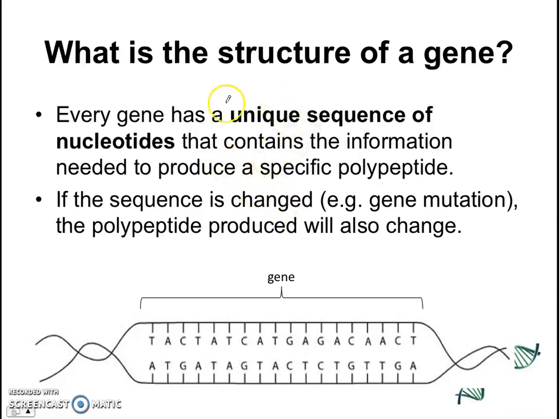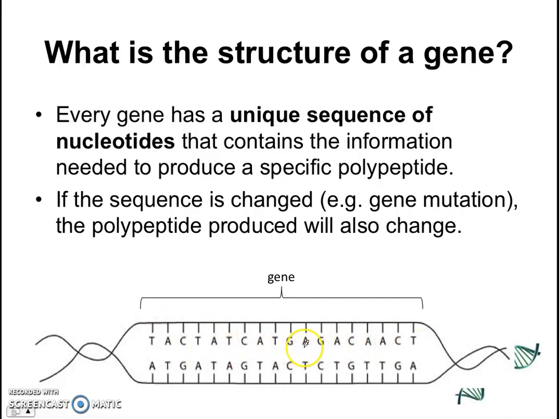Now, every gene has a unique sequence. And this unique sequence carries that message. It contains the information needed to produce a specific polypeptide. It's a bit like your instruction manual. And this instruction manual will tell the body how to produce that polypeptide.